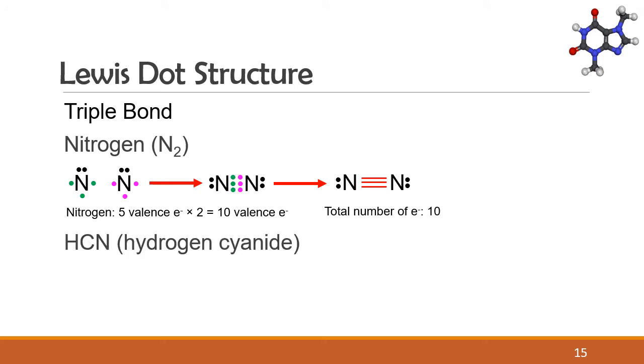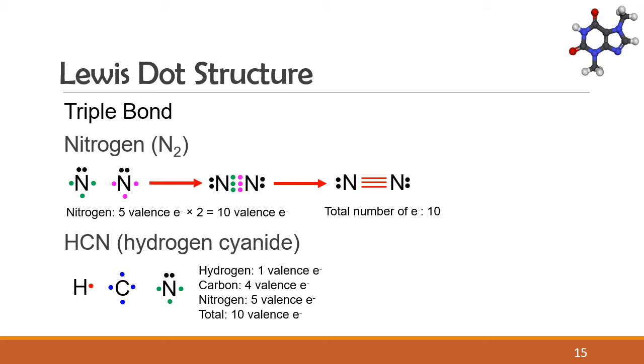Hydrogen cyanide is a molecule that has both a single bond and a triple bond. One hydrogen atom pairs with one of carbon's 4 valence electrons, and the remaining 3 valence electrons of carbon pair with 3 of nitrogen's valence electrons in a triple bond.